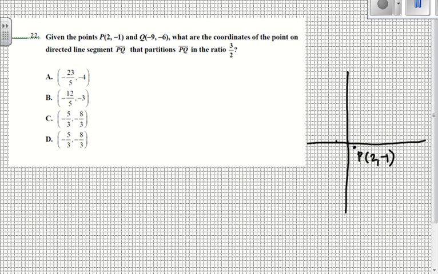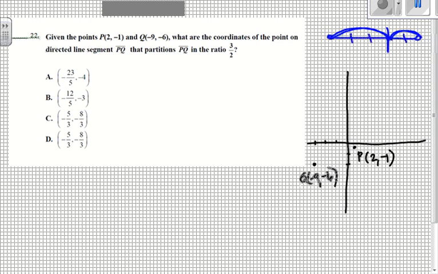Okay? And it's asking what are the coordinates of the point that partitions it in a 3:2 ratio. 3:2 means if you've got a length here, you would go 1, 2, 3, and you would still have 2 more to go. And I didn't do that right. Hold on. 3:2. Going back to that, it basically means that it's 3 segments of equal length compared to 2 segments of equal length, okay?